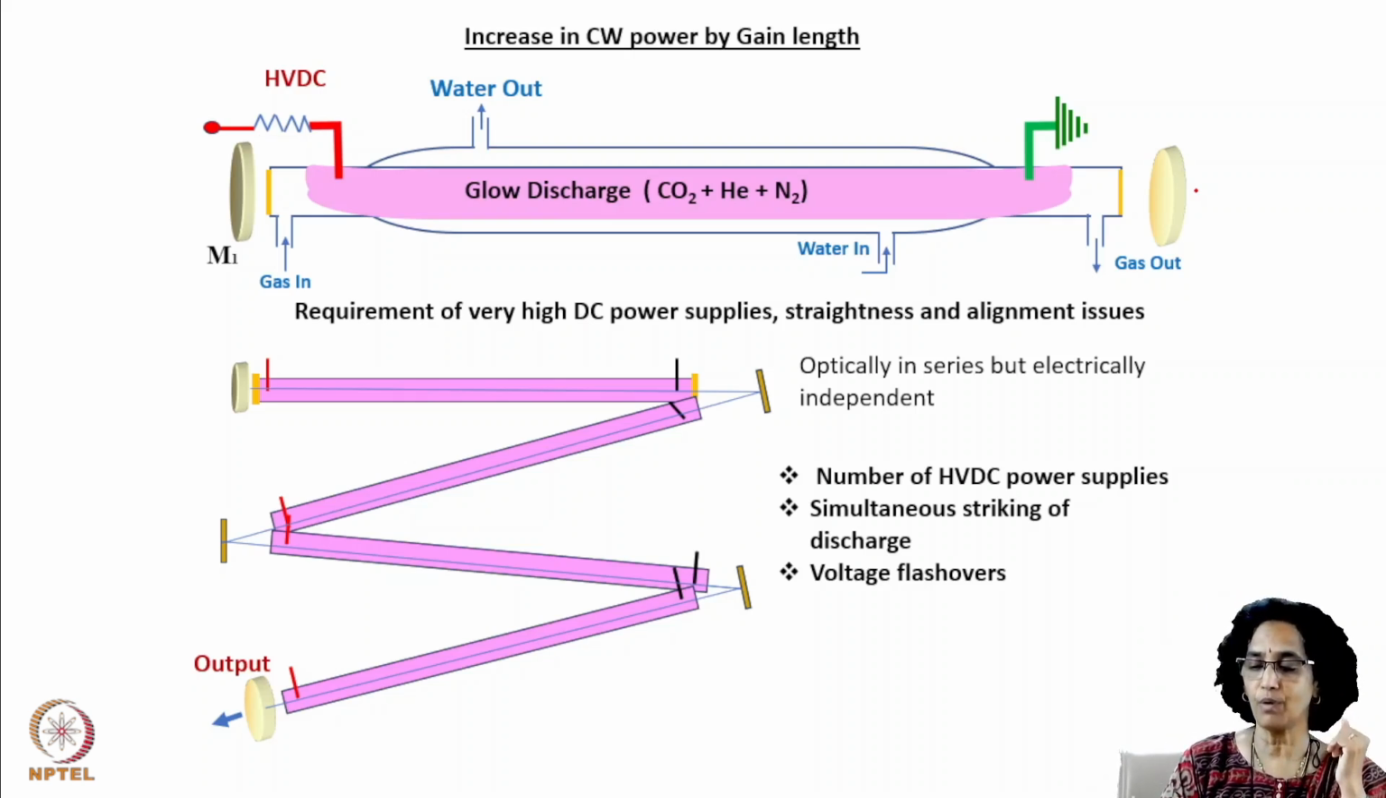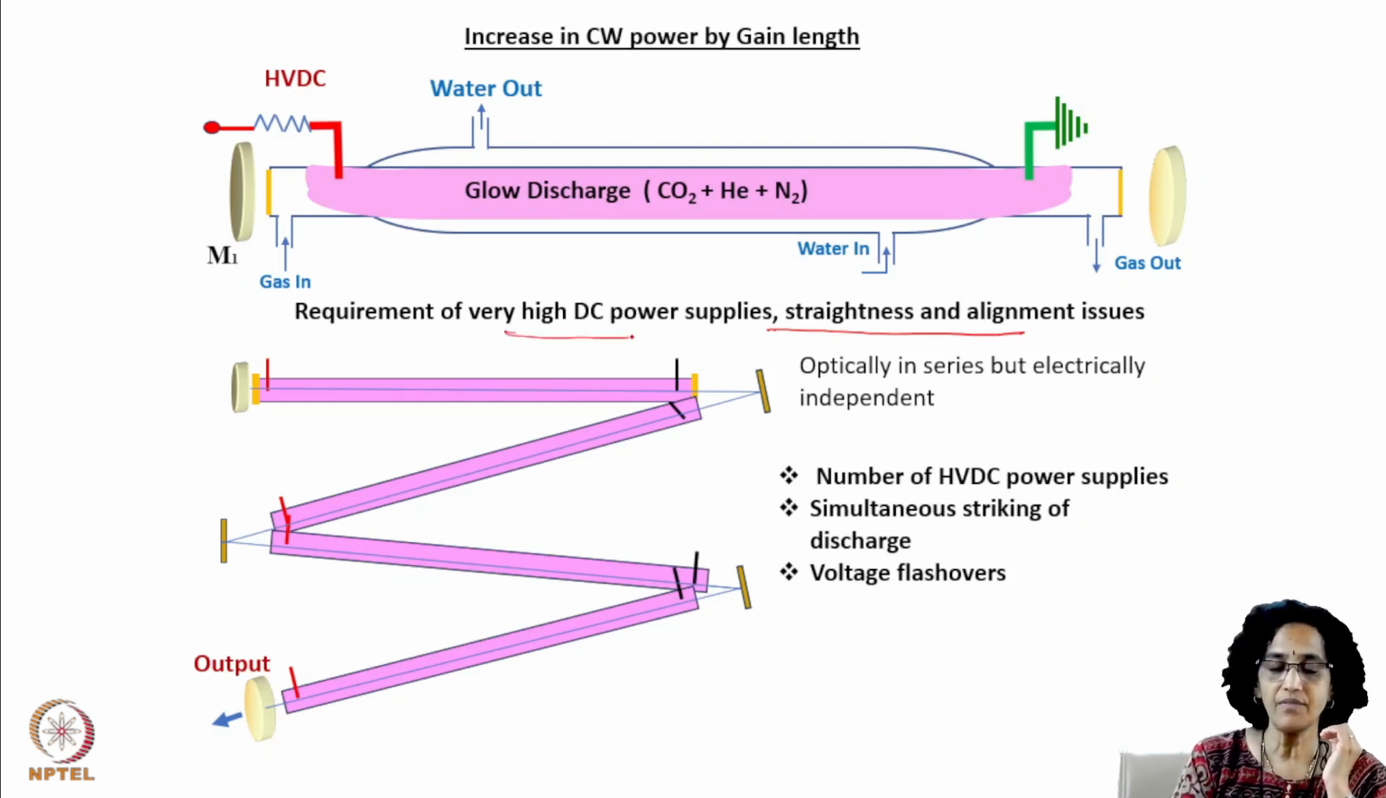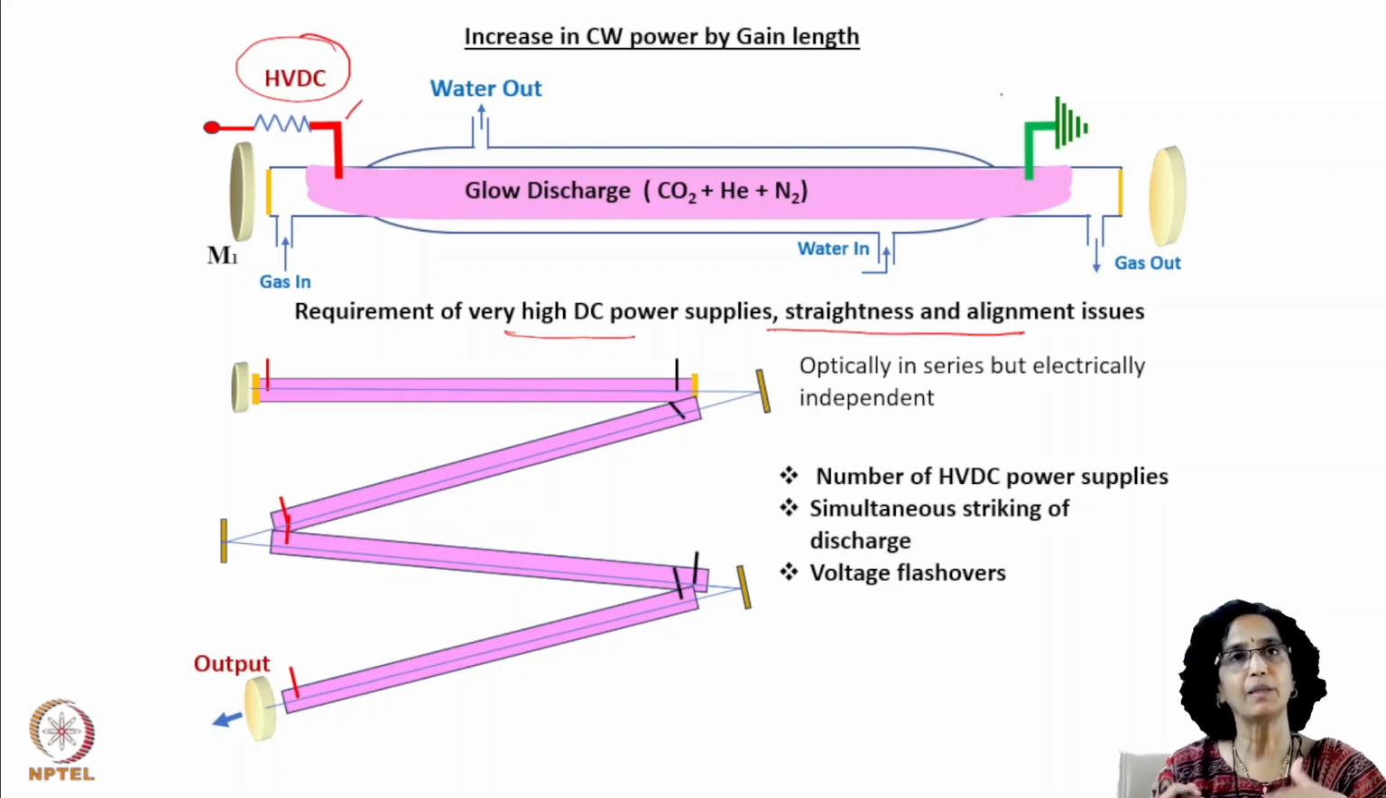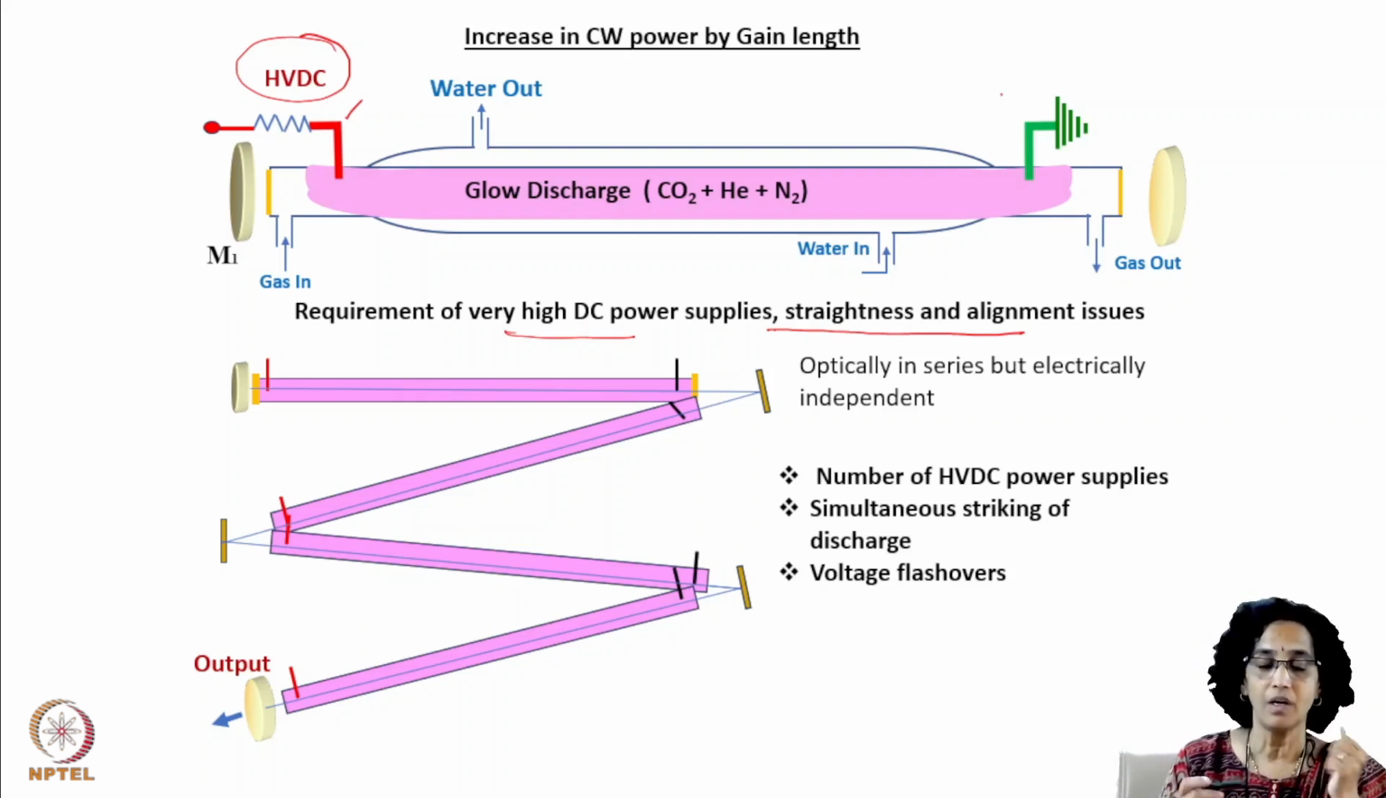However, one problem with this longer cavity length, as you can see, is, we are striking a discharge between the two ends of the cavity, right? So the longer the length, the requirement on the high voltage power supply becomes much higher. If it were 1 meter, you may have about 25 kV DC power supply. But the moment you go to 2 meters, then it has to become almost 40, 50 kV DC power supply. So that becomes a limiting factor.